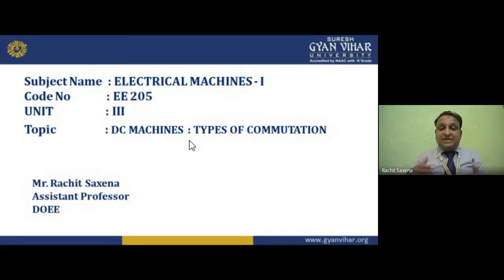The commutator separates DC machines from AC machines. If the commutator is not there, then we call it an AC machine. But if the commutator is there, that is why we call it a DC machine. So first is DC machine as a generator, and the second part is types of commutation.